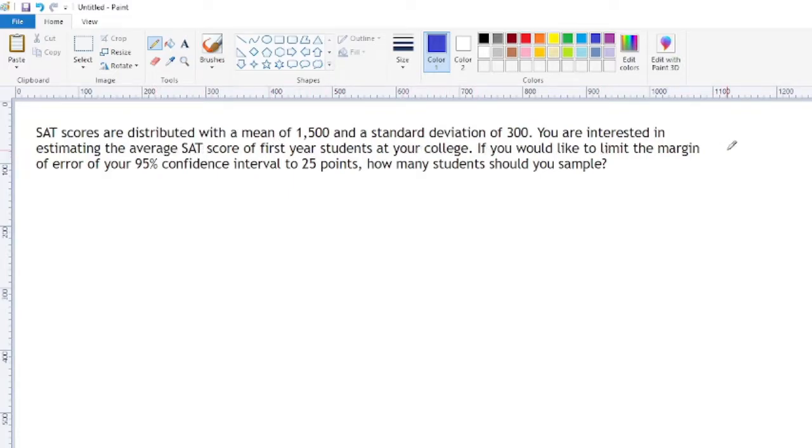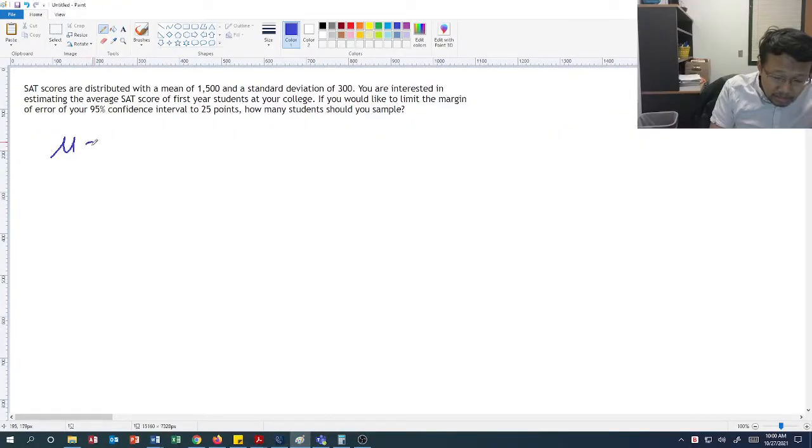If you'd like to limit the margin of error of your 95% confidence interval to 25 points, how many students should you sample? So we want a 95% confidence interval and the error is 25 points. Mean is simply 1500. Standard deviation is 300.